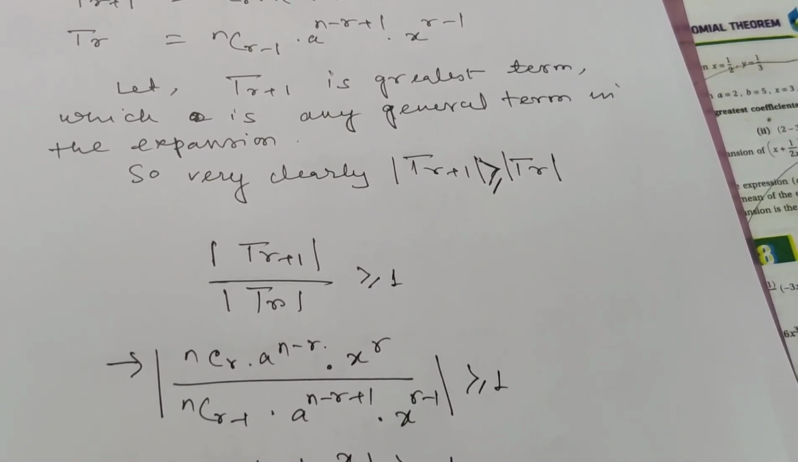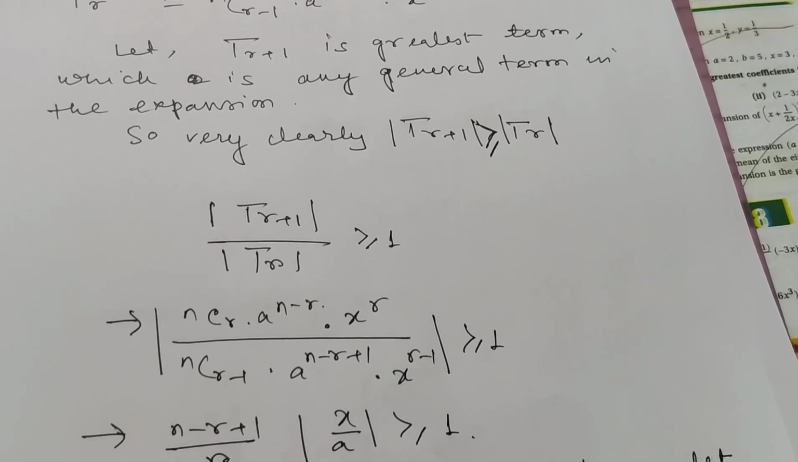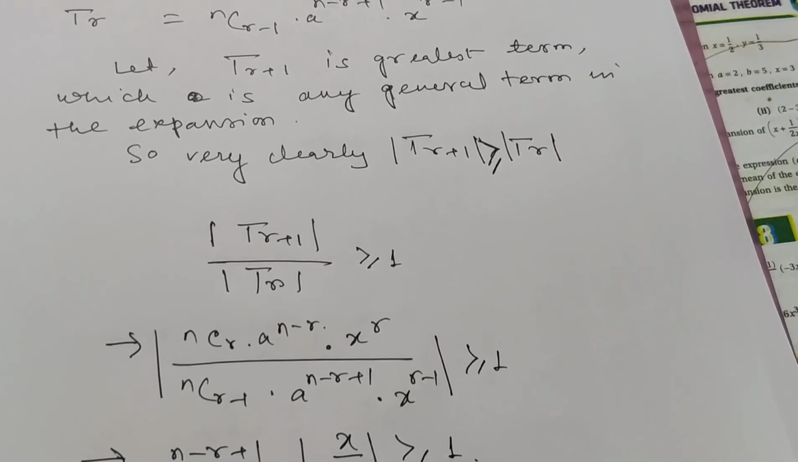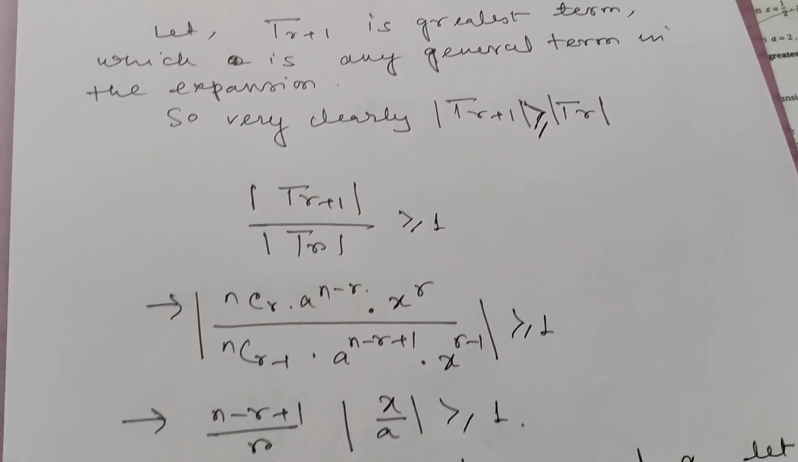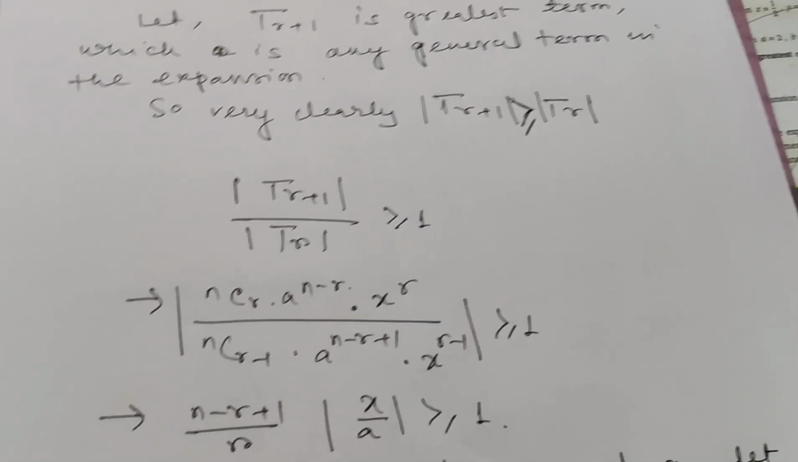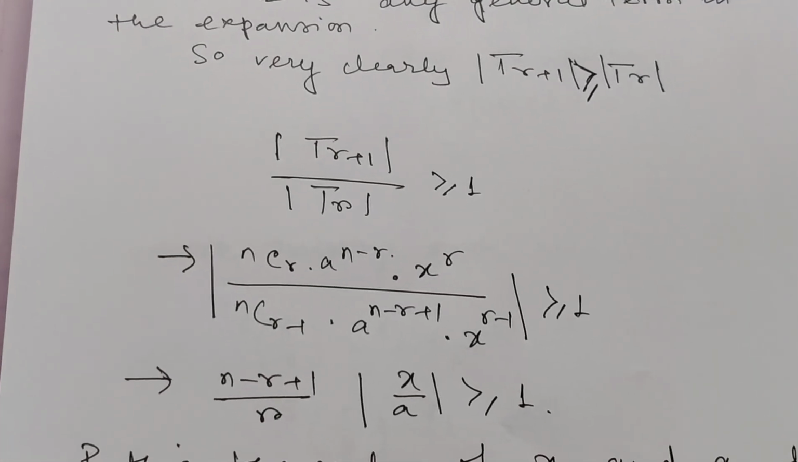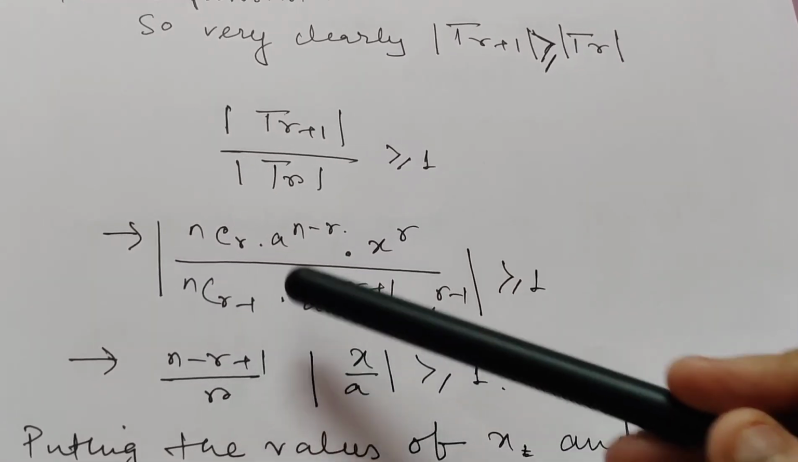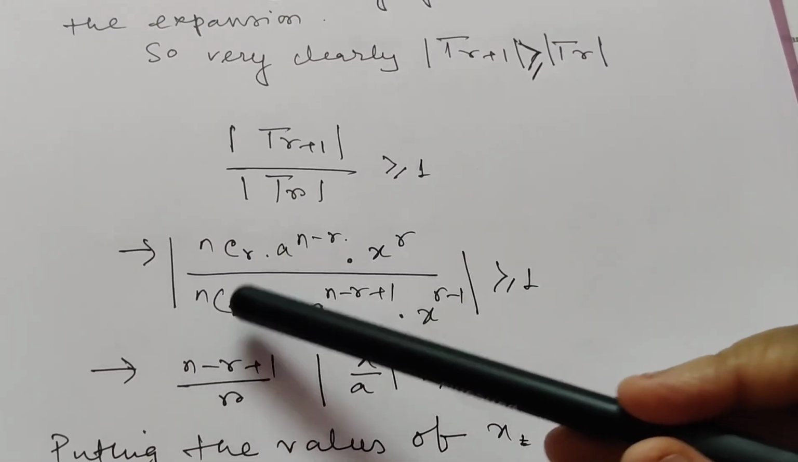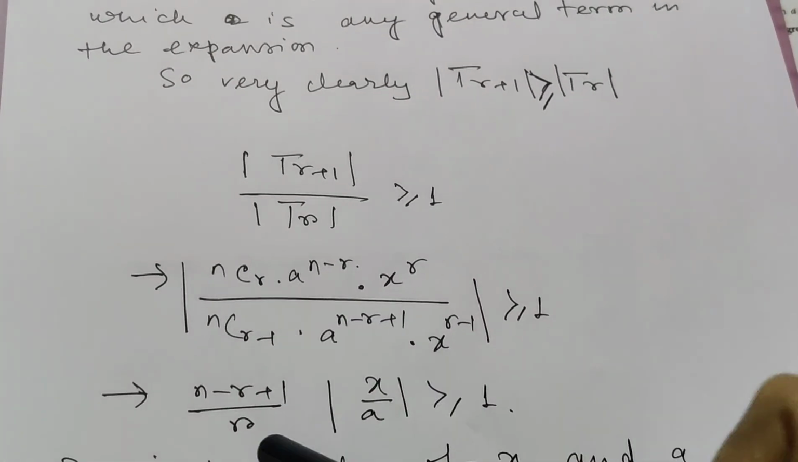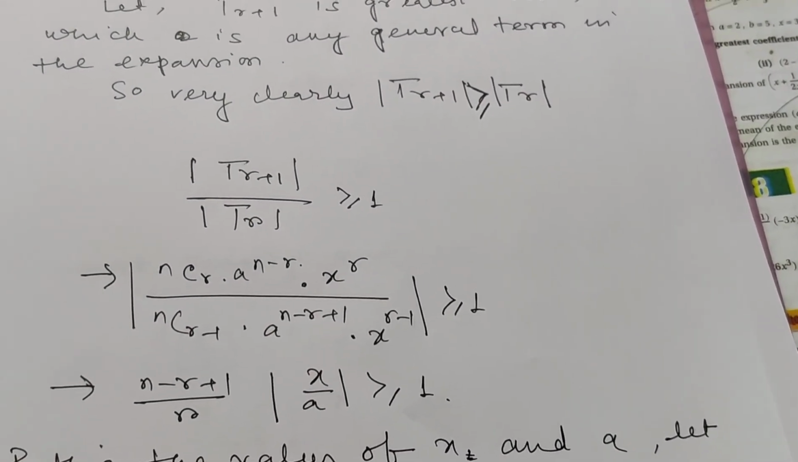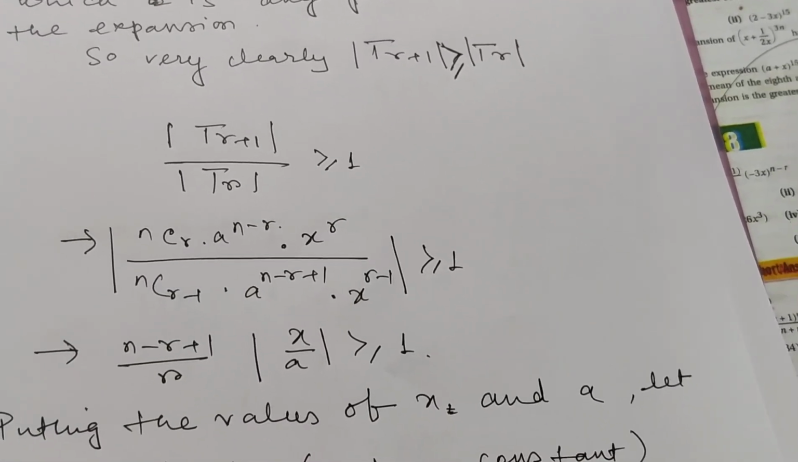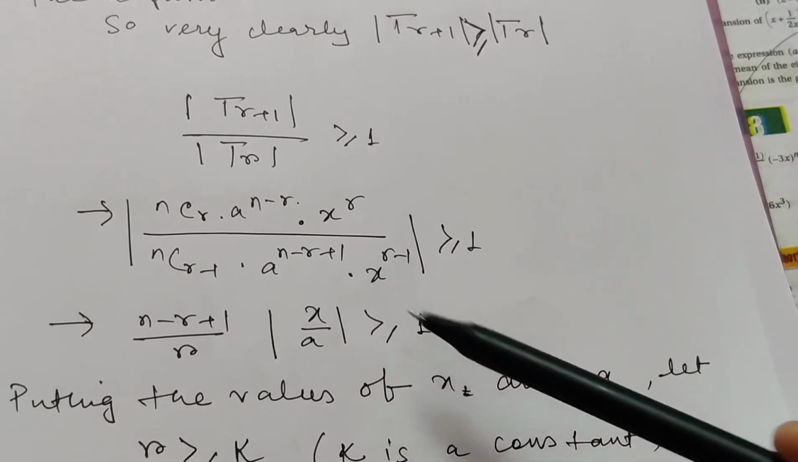Now using the general term formula, we put the value of nCr into a to the power n minus r, as you all know what the general term formula is. Now nCr by nC(r-1) means (n minus r plus 1) by r. This is the formula. You can derive this also, I have just written the formula directly. Now a to the power n minus r into x to the power r, by a to the power n minus r plus 1 into x to the power r minus 1. If we simplify it, it will be x by a.